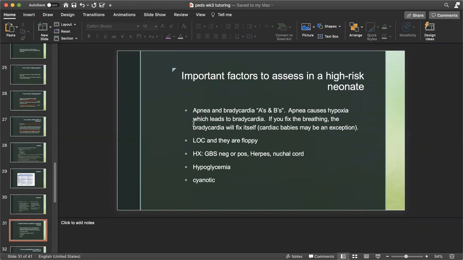You also want to assess their level of consciousness and if they're floppy. You also need to know if the mom was GBS negative or positive, if they had herpes, or anything with the nuchal cord. Also hypoglycemia, and you need to check if they're cyanotic. GBS is a big thing because it could lead to sepsis, and we don't want any sepsis. So make sure you keep that in the back of your head as well.